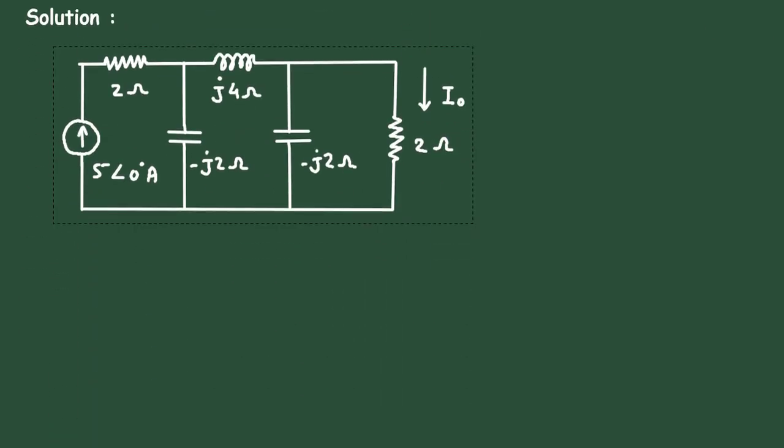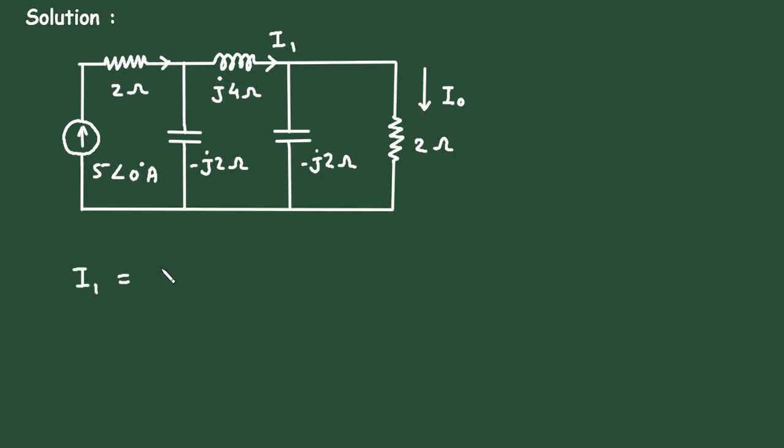Now, we have to find this current. So, first we need to find this current. Let's say this current is current I1 and this current here is 5 at an angle 0 degree ampere. Because this is a current source, this current will be the same. So, from this current we can find this current I1. So, let's find current I1.